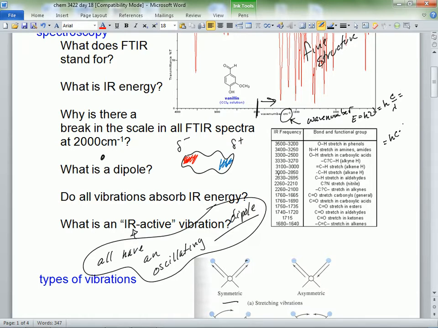It's hc times 1 over wavelength. Doesn't that have units of inverse distance? Yeah, so that's all a wave number is. It's 1 over wavelength, but not in nanometers, in centimeters. It's just their convention.